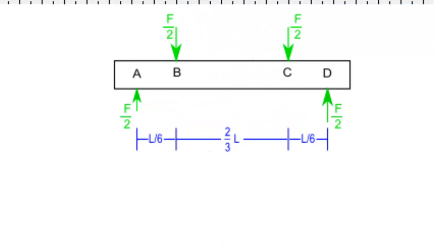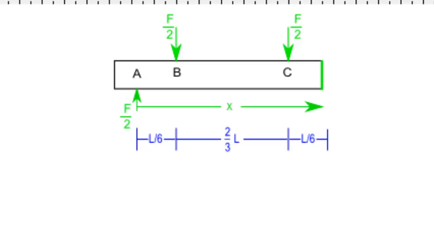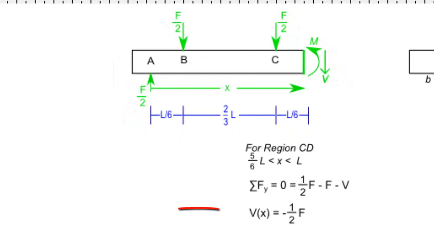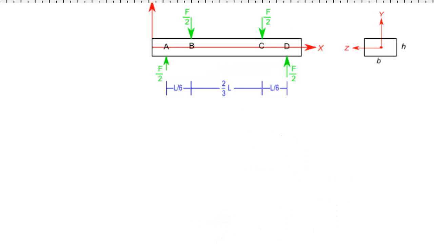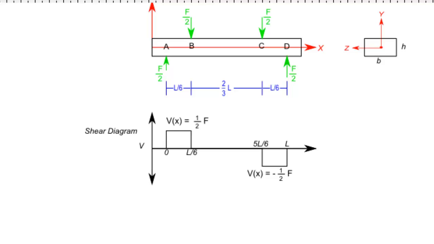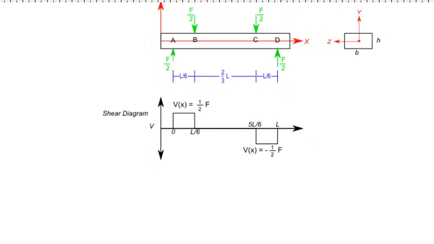Finally, we can carry out the same analysis, but this time in region CD. In this region, we see that there is once again a constant shear force, however this time its value is negative F/2. And furthermore, we now have a moment that once again varies linearly, but decreases to 0 when x is equal to L.